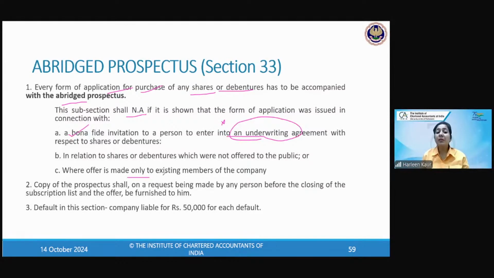Where the offer is being made to existing members, what is it talking about? It's talking about rights and bonus issue. If you're making a rights issue only to existing shareholders, you're offering the shares to them.